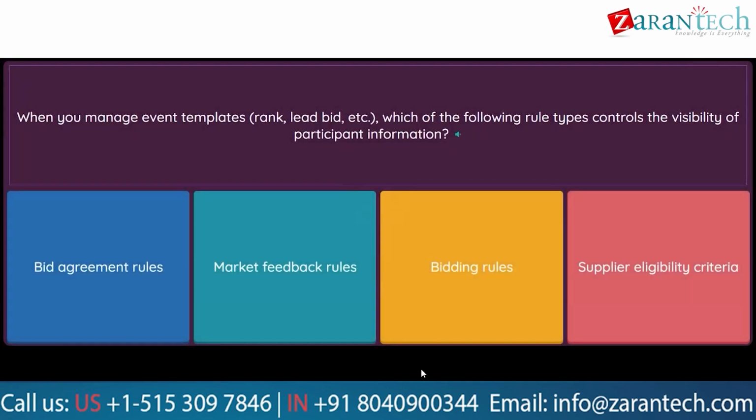Question: when you manage event templates, rank, lead bid, etc., which of the following rule types controls the visibility of participant information? Option 1 Bid agreement rules. Option 2 Market feedback rules. Option 3 Bidding rules. Option 4 Supplier eligibility criteria.